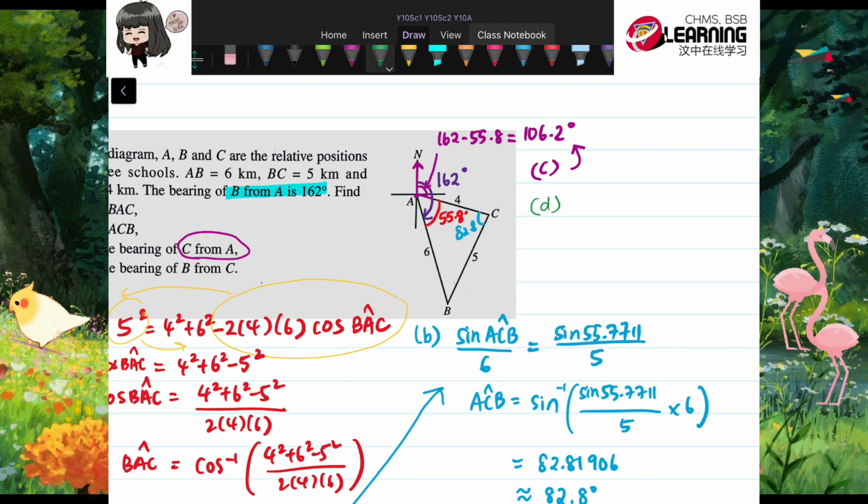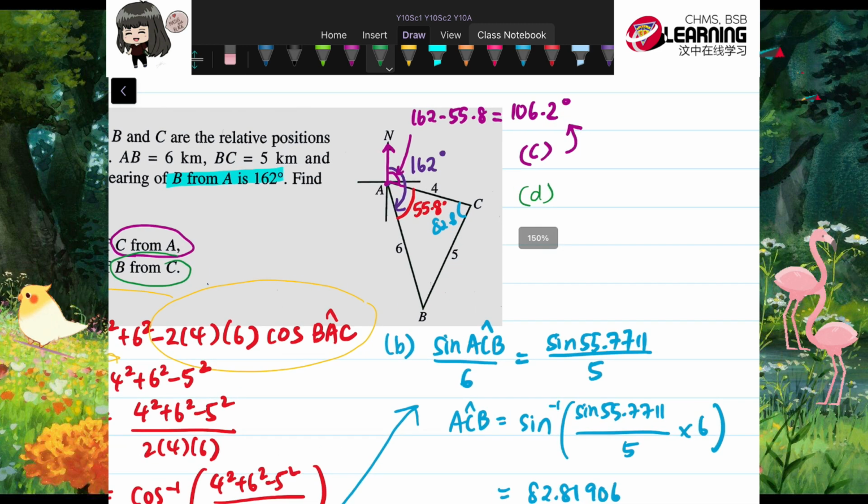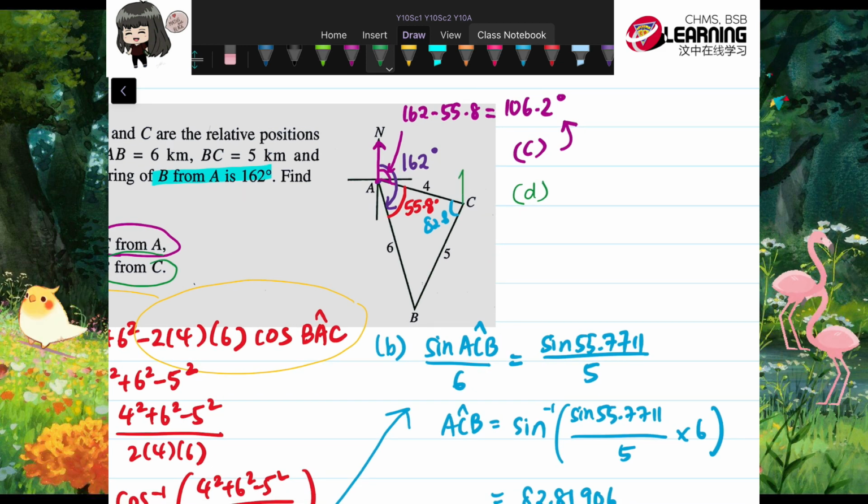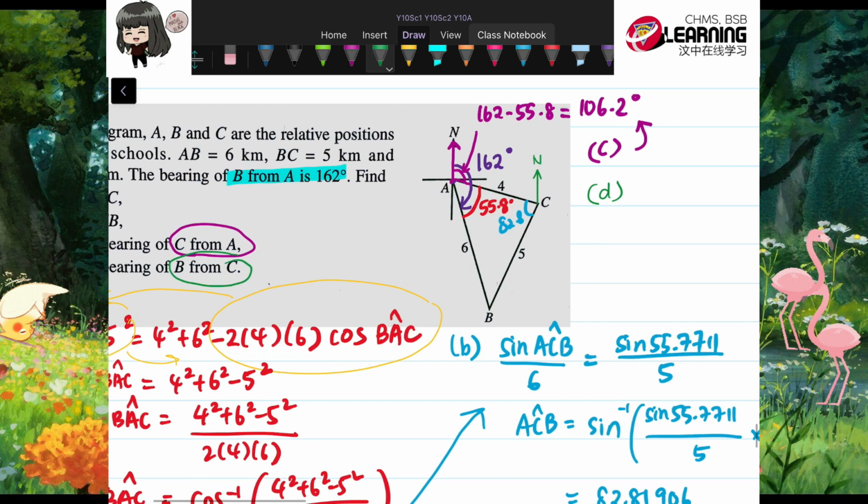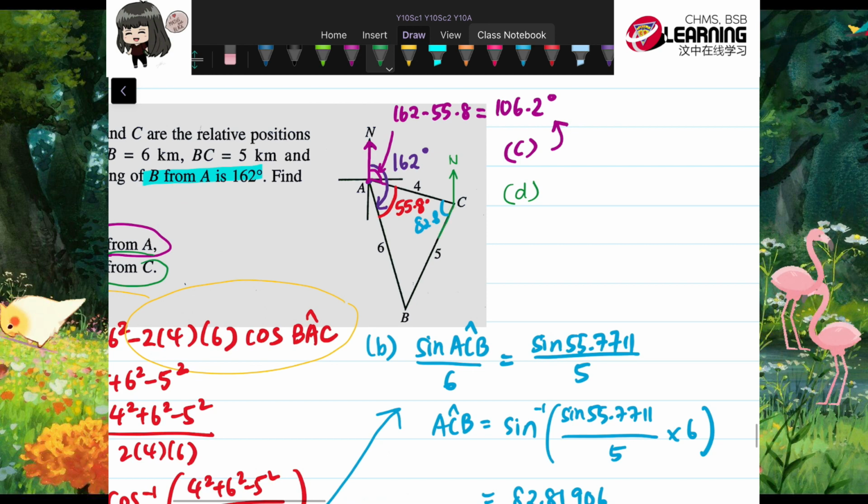Part D is the bearing of B from C. Now from C, we need to form a north. They're asking for B. B is here, so they want it like this. How are we going to find this? First we need to find this angle here.